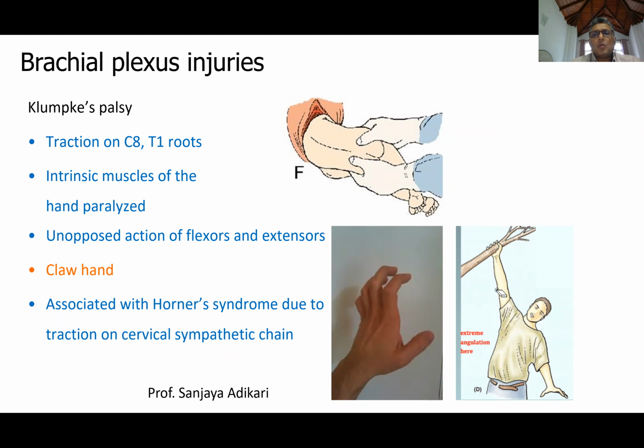Then, due to traction on the sympathetic chain here, you can actually damage the upper part of the sympathetic chain. You can get Horner's syndrome because you don't get sympathetic supply going into the head region from the superior cervical ganglion. So that's a different thing. Associated with Klumpke's palsy, you can get Horner's syndrome.